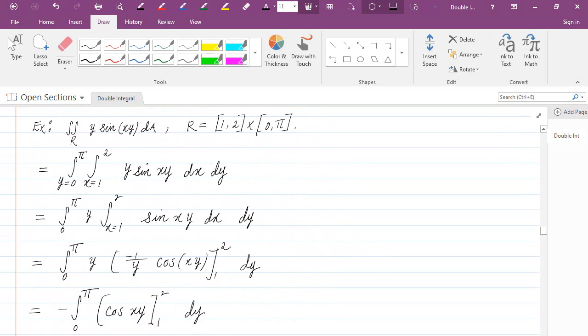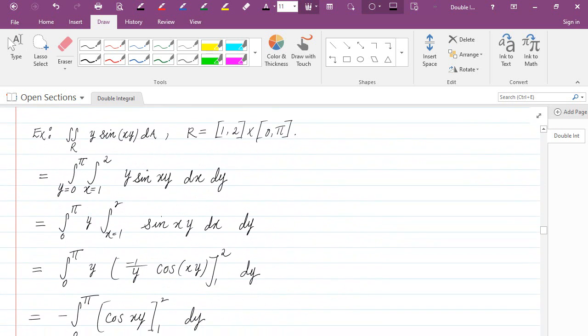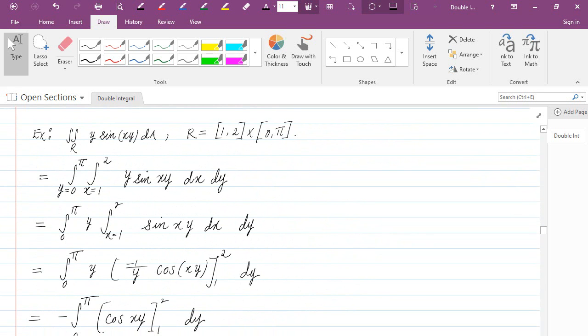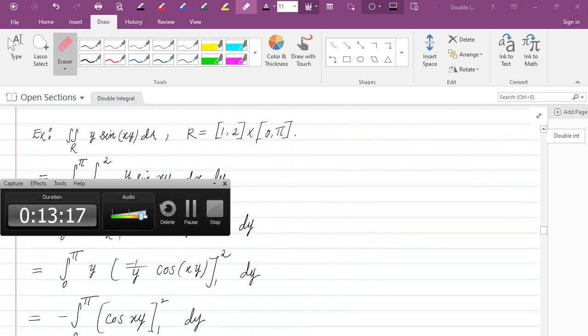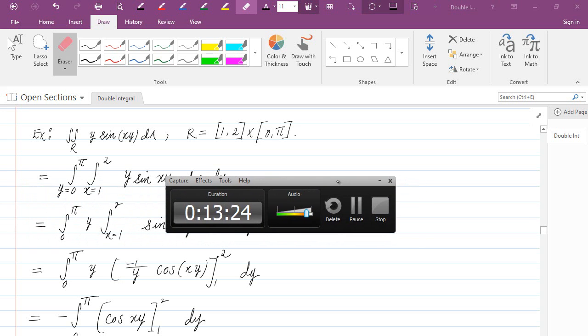Here's another example. So if we have the double integral over R, actually, since we have spent 13 minutes, let me stop here and I'll do this example in the next video.